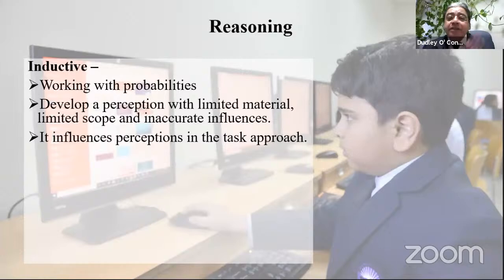It influences perception and task approach. Perceptions are narrowed down to a single track road. It doesn't allow children to expand in their task approach. And the task approach is fill in the blanks, question answers, true and false, match the following. And that's the way it goes practically for all lessons.